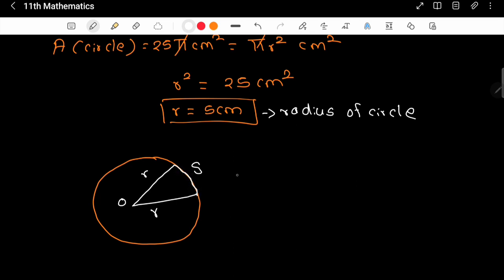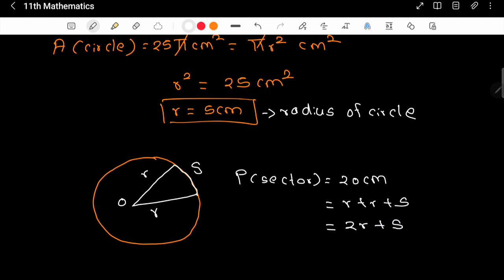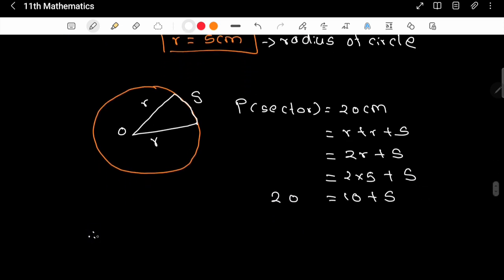It is given that the perimeter of the sector is equal to 20 centimeter, and from the figure we can see that the perimeter is nothing but r plus r plus s, which is equal to 2r plus s. When we substitute r is equal to 5, 2 into 5, it is 10 plus s. So 20 is equal to 10 plus s. Therefore, we are getting the length of the arc as 10 centimeter.